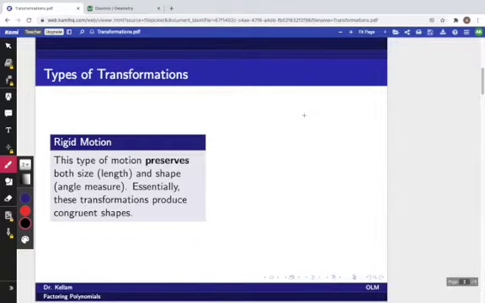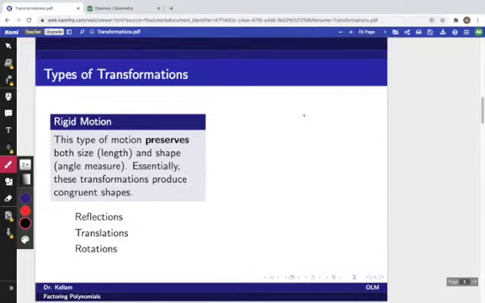We have rigid transformations, or rigid motion. Rigid motion means that the resulting shape is going to be congruent to the original shape. So this would be reflections, translations, rotations, which we're going to talk about throughout this particular topic. These are the three transformations specifically that we're going to focus on for this chapter.